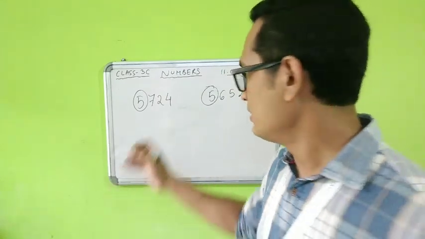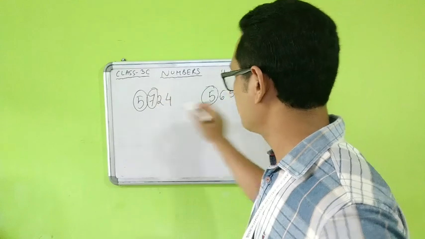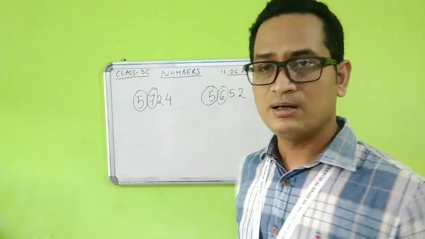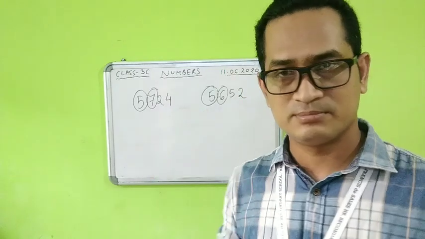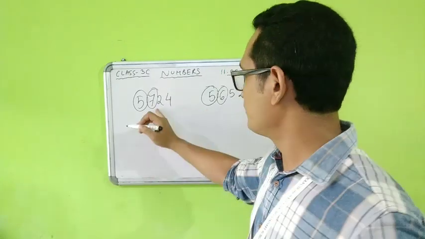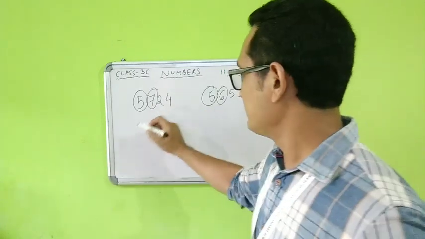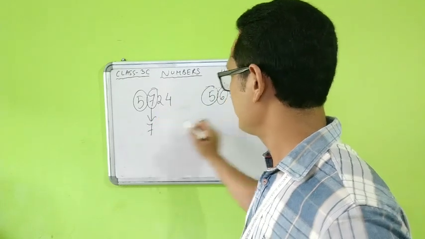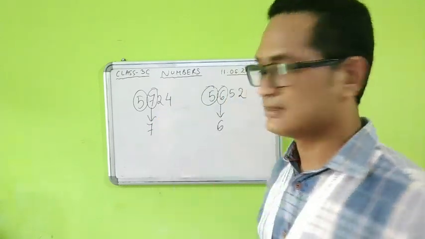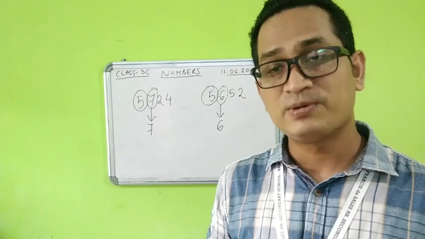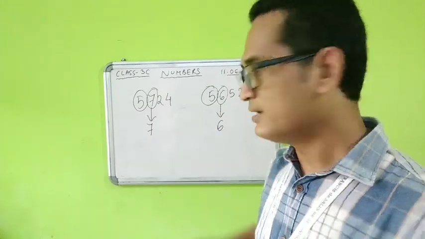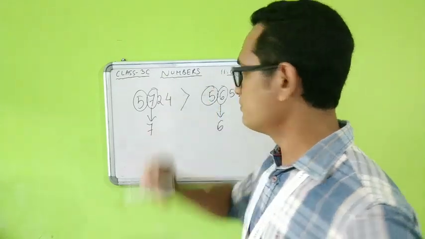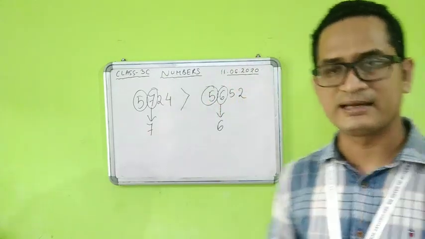It is very simple. You just go to the next place. That is, to the hundreds place you have to go now. Because in the thousands place we cannot decide right now. So we have to go for the hundreds place. Now in the hundreds place, what is here? 7, and what is there? 6. Now students, you see which one is greater, 7 or 6. Of course 7 is greater, so that means this number will be greater than the second one.